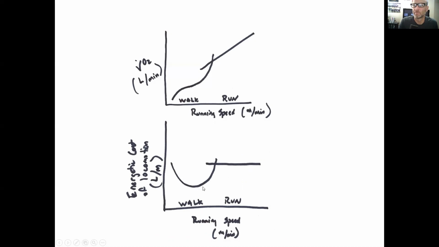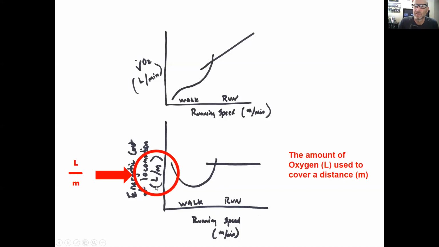Walking has a minimum and running is the same. I put running speed here. This should just be speed, but that's okay. The important thing to know here is energetic cost of locomotion is liters of oxygen per distance. It's the amount of oxygen used to cover a particular distance.